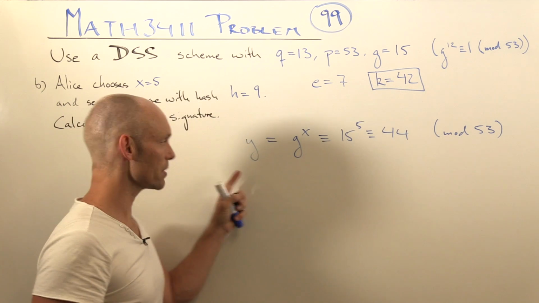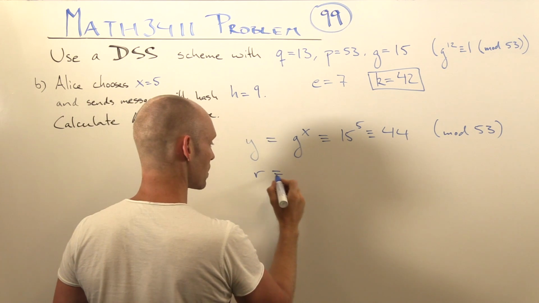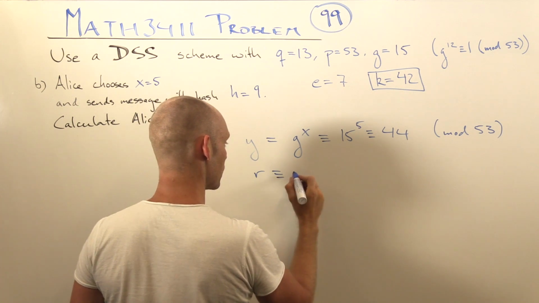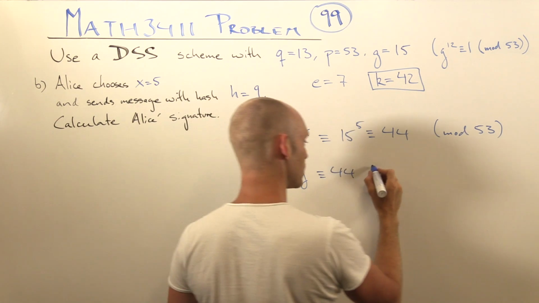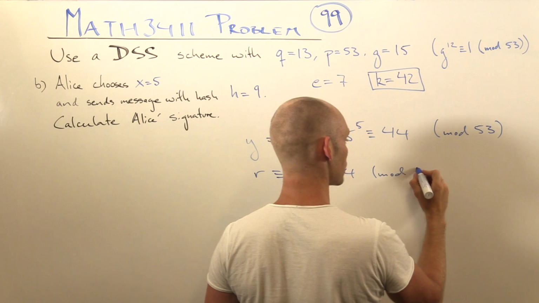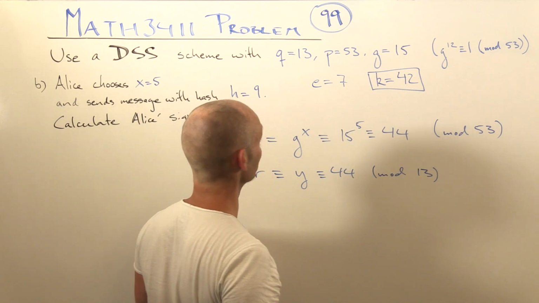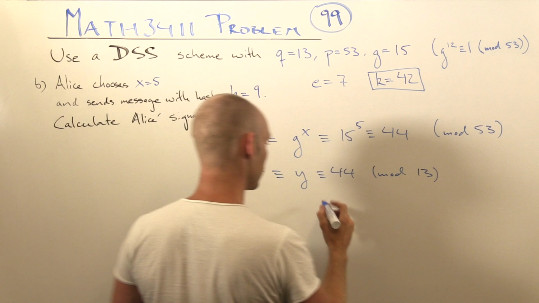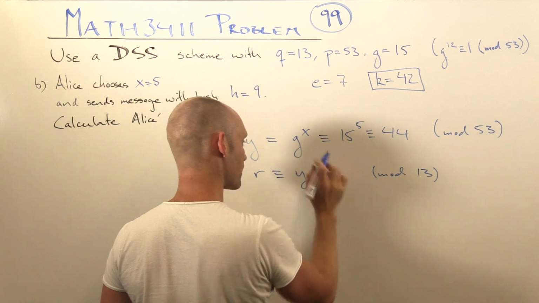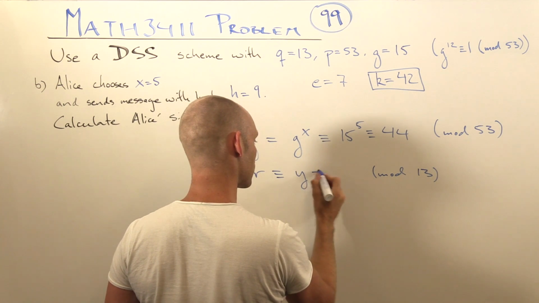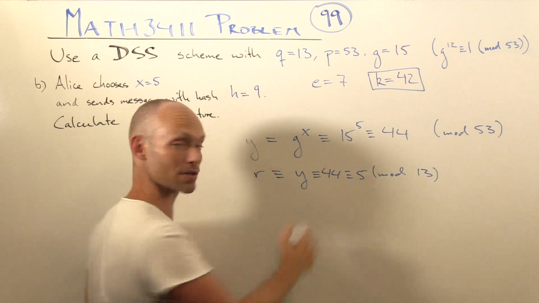So now we can derive the signature in two parts. The first part is R, which is just equal to what you get if you take y, which was 44, but then you now reduce it mod q. So q was this smaller prime. So if you do that with 44, then you get 5. So that's half of the signature.